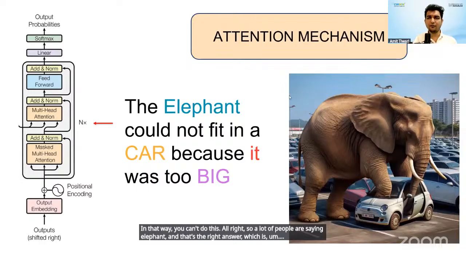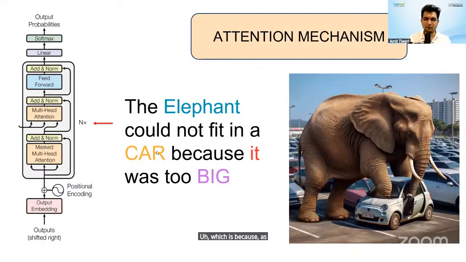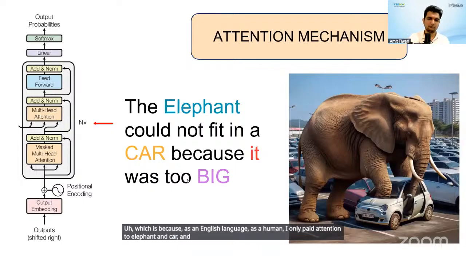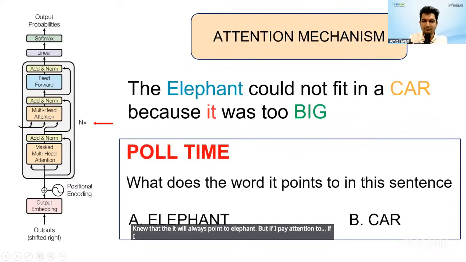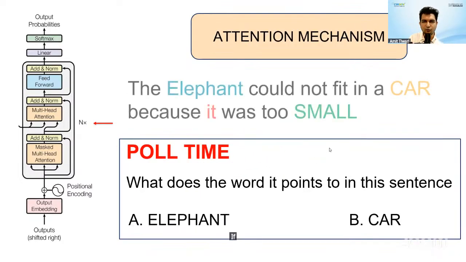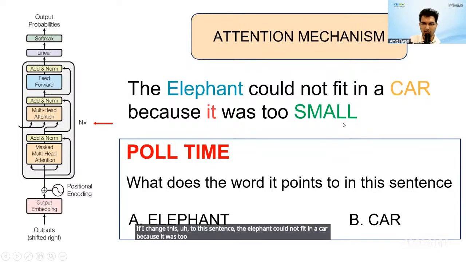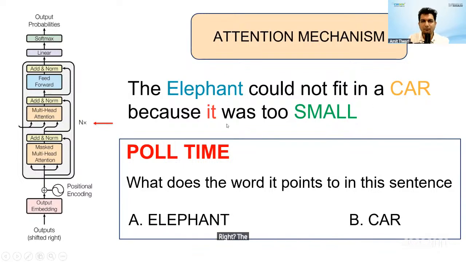which is because as a human speaking English, I only paid attention to elephant and car, and I knew that the "it" will always point to elephant. But if I change this sentence to: the elephant could not fit in a car because it was too small, right? The sentence is the same, only I changed the last word of this sentence. Now, what will "it" point to?